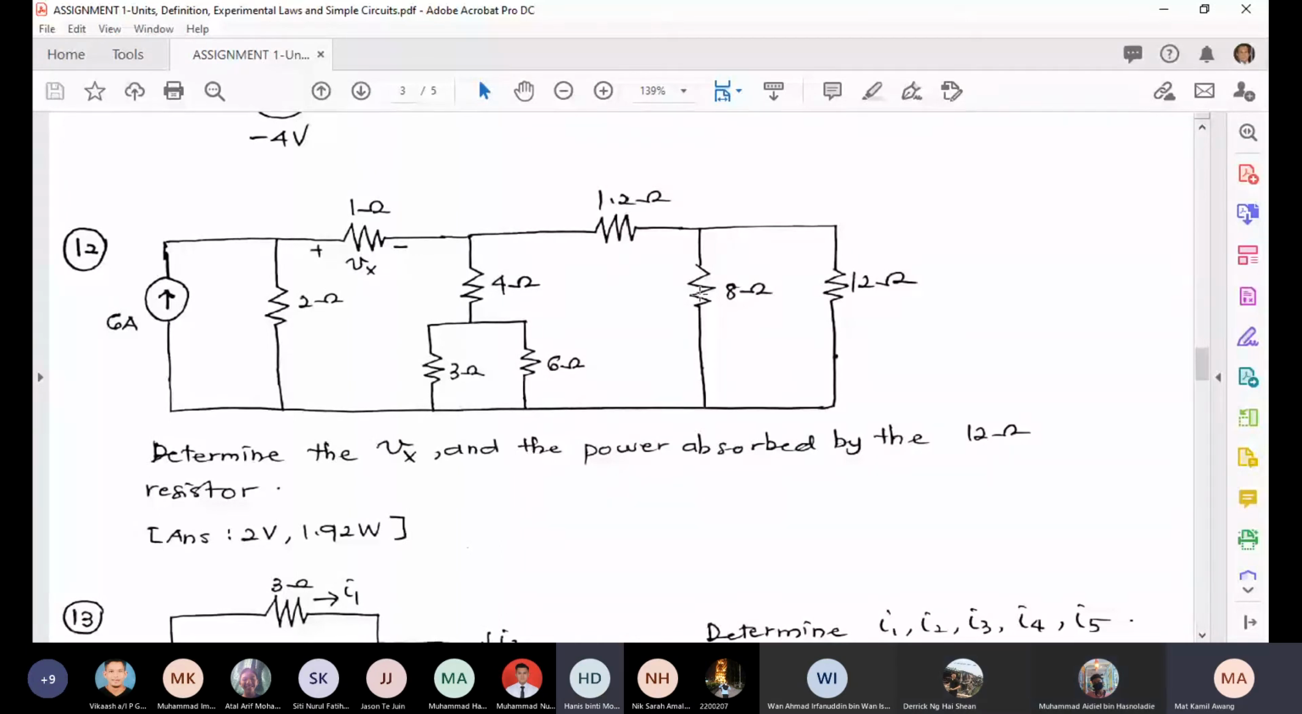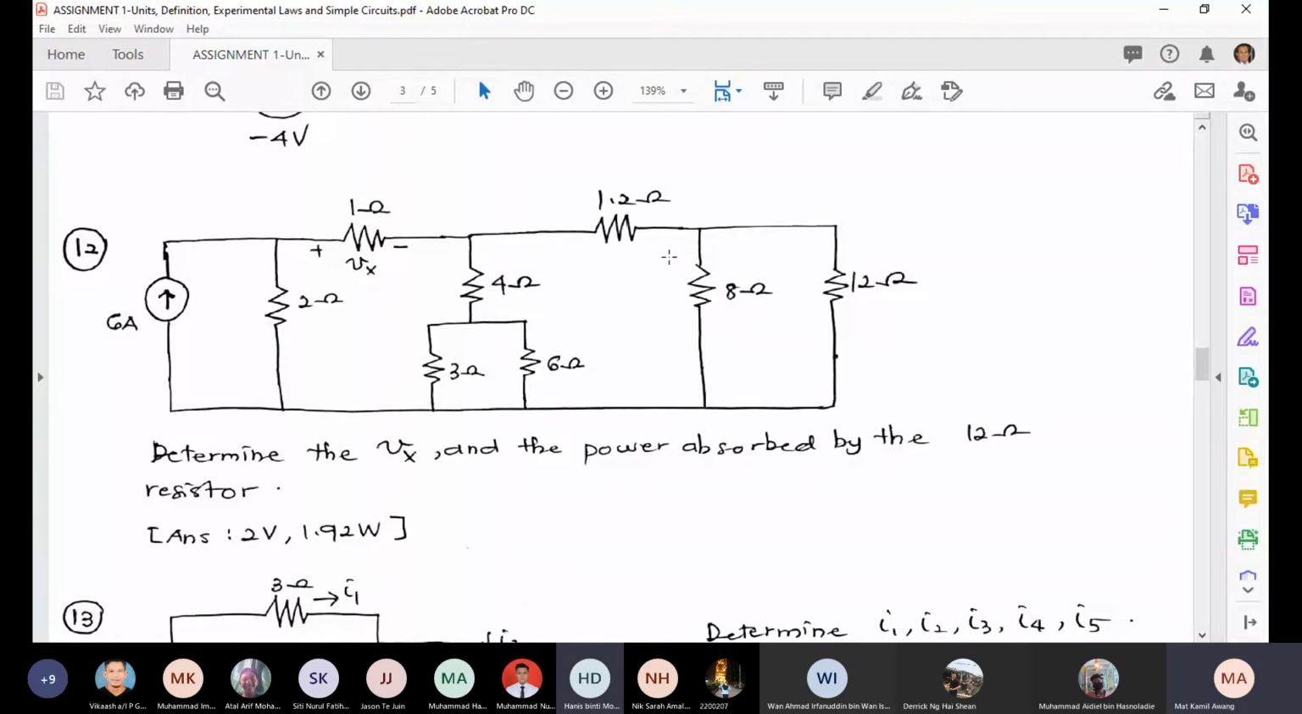This one you can combine because this one and this one are parallel. 8 parallel to 12. You have to take 1 over 8 plus 1 over 12, and take the reciprocal of the result. So you get the value here. Then the resultant resistance is in series with 1.2, so you add it with 1.2.